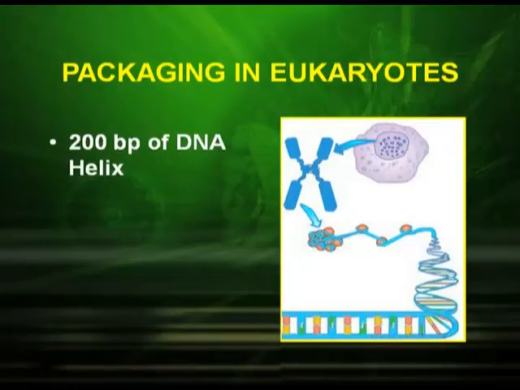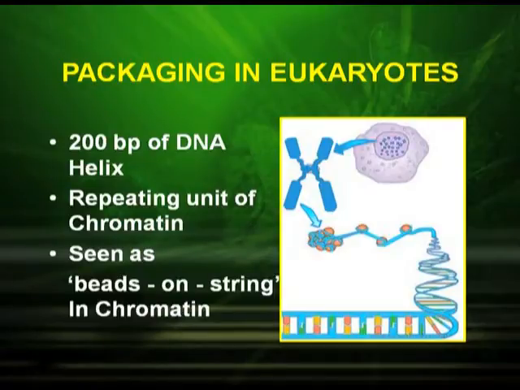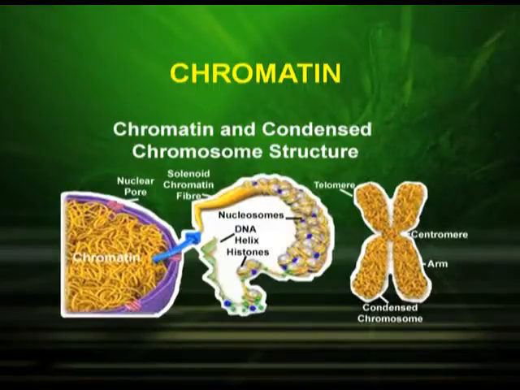On the other hand, in eukaryotes, the DNA helix consists of nearly 200 base pairs. And here we see the repeating unit of chromatin. In this picture, it looks like beads on a string, like a necklace. Now, let us study the structure of chromatin. As we know, it is found in the nucleus. It looks like thread-colored bodies, and this chromatin only forms the chromosomes during cell division.